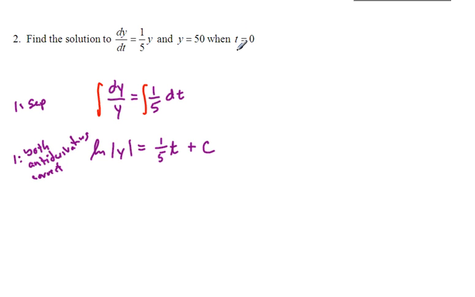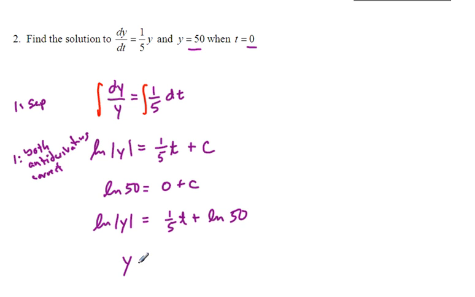And the first thing we want to do is figure out c. So we were told y is 50 when t equals 0. So we've got natural log 50 equals 0 plus c. And so we can see that c is natural log 50. So now we've got the natural log of y equals 1/5 t plus natural log 50. We're going to solve for y equals e^(1/5 t plus natural log 50).